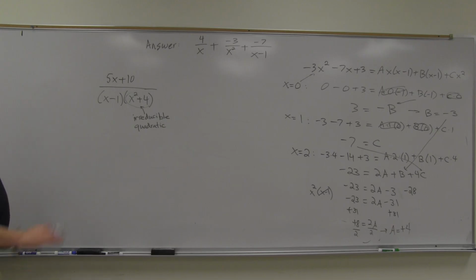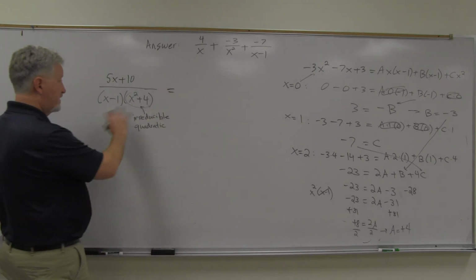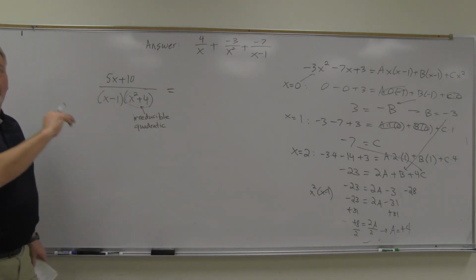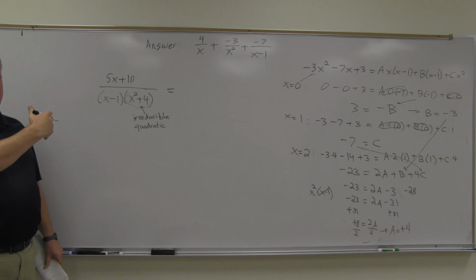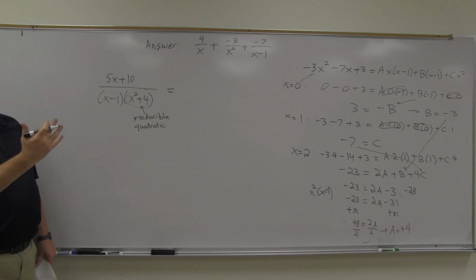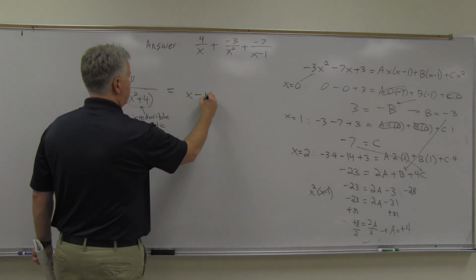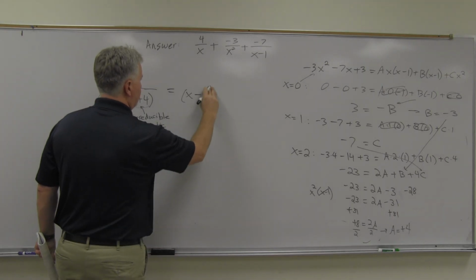All right, so nicely though, to start with, the two denominators are just like they are. They're already factored out for me, so those are my two denominators. I'll put parentheses.